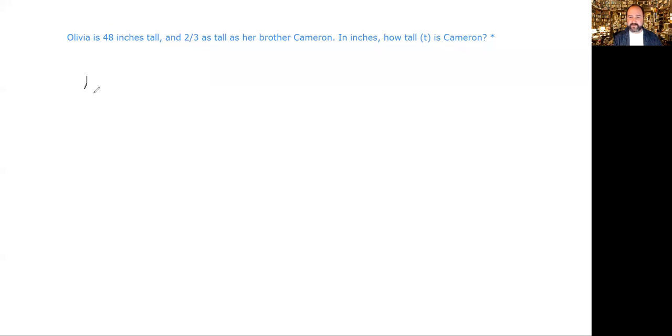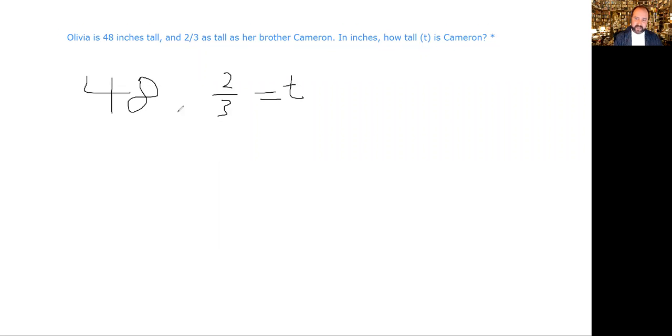So Olivia is 48 inches tall. That's a terrible 8, sorry. And she's 2/3 as tall as her brother Cameron, okay? So the answer we're looking for is how tall is Cameron? That's T, okay?